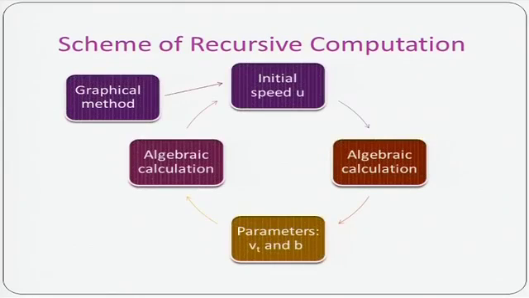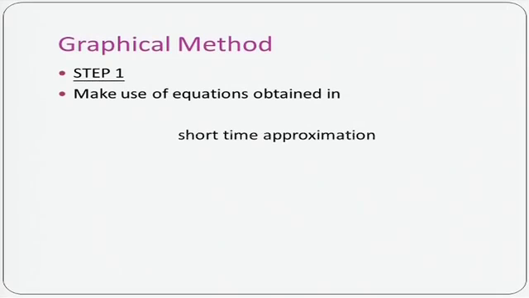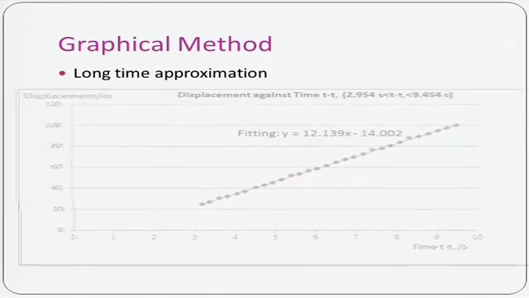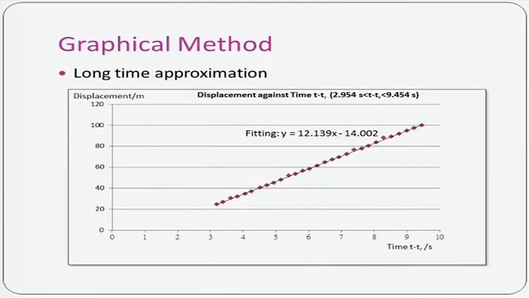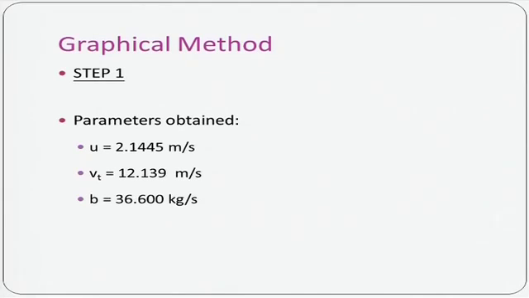And here comes the scheme of recursive computation. We first find the approximate value of initial speed u using the graphical method. With algebraic calculation, we can find the parameters Vt and b. Using Newton's method again, we can have a modified value of u. Let me explain in more detail. The first step is to employ Microsoft Excel for the curve fitting in short time and long time approximation, so that we can find the approximate values of parameters as follows.